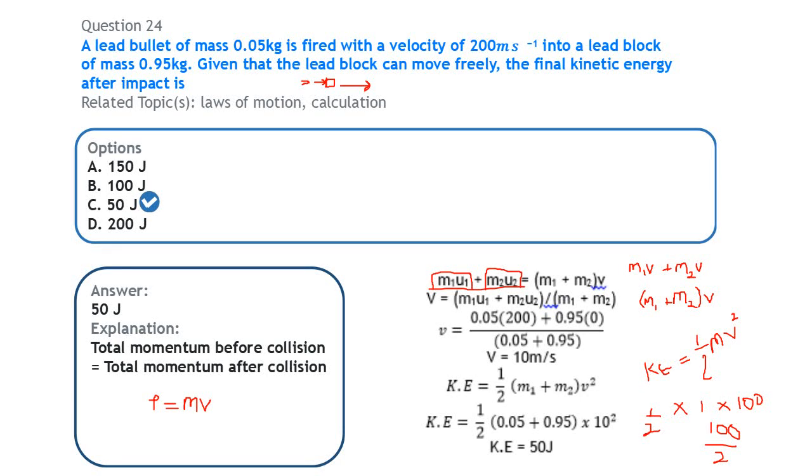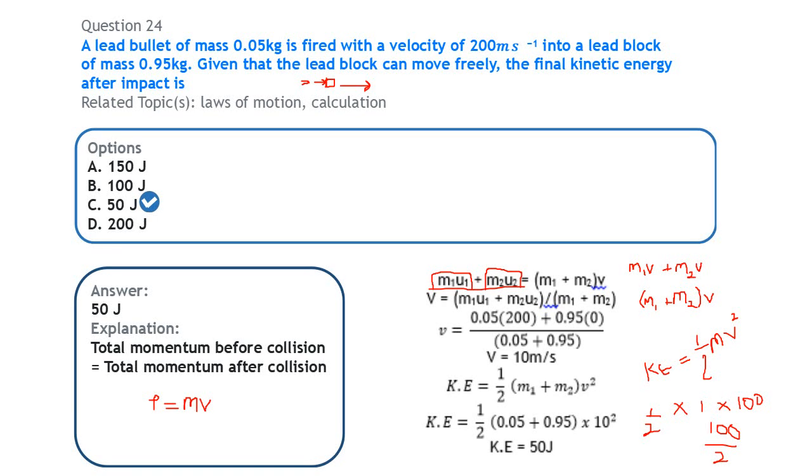So after impact, this bullet penetrated this lead block and then they move together. So you have two bodies moving together. So this will not just be the mass of one thing. It's going to be the sum of the mass of both the bullet and the lead block. Okay, so you are going to have that mass of the bullet 0.05 plus mass of the lead block 0.95. Then multiply this by the velocity which we've calculated here as 10 raised to power 2.